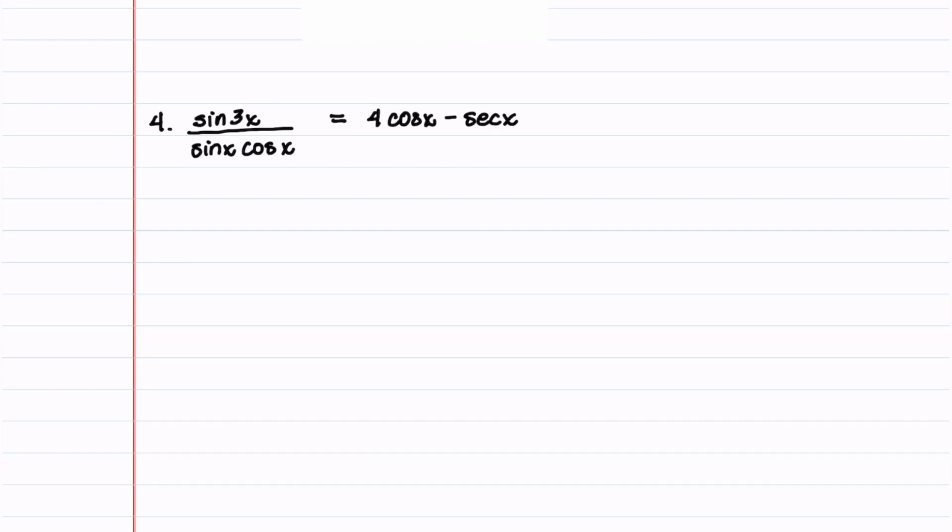I'm going to show you exactly how to verify this trig identity. In this problem, our left-hand side is more complicated, so we're going to start there. We also notice that we have a sine 3x, and we're going to have to split that up. So let's be clever, and let's say that sine 3x can be written as sine of 2x plus x.